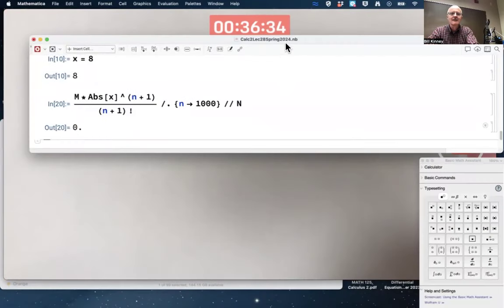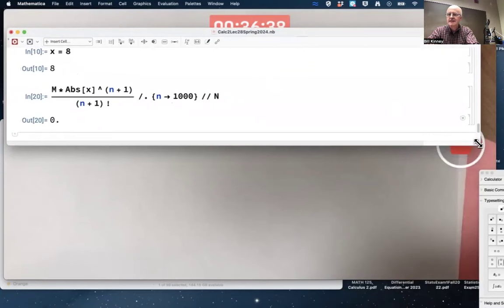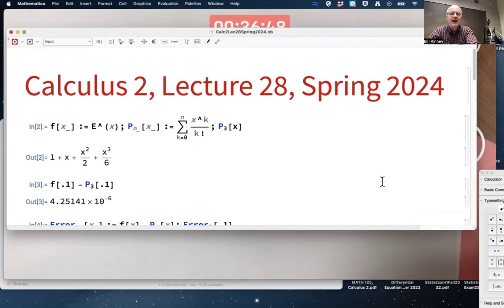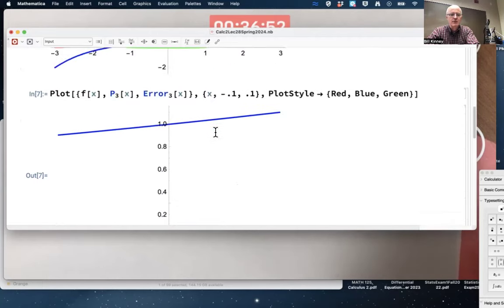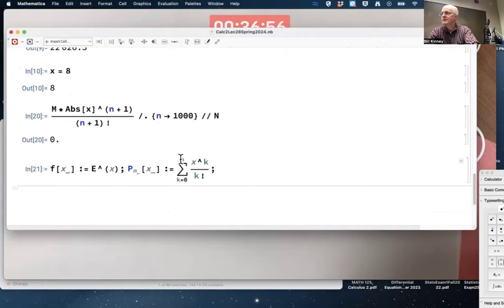Let's do some fun stuff for the rest of class today, starting with some interesting animations to illustrate these ideas. Let's go ahead and once again do f of x equals e to the x. I guess I had that up there already. And let's go ahead and enter the general formula for the nth degree Taylor polynomial. So those have been re-entered now and updated.